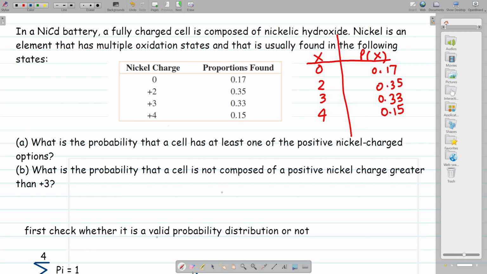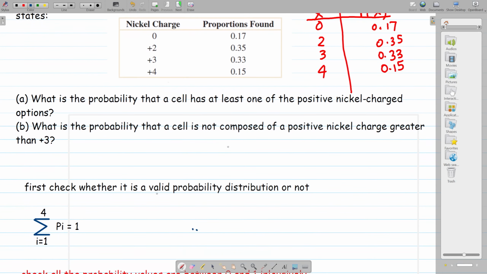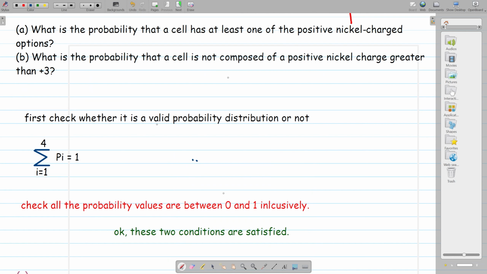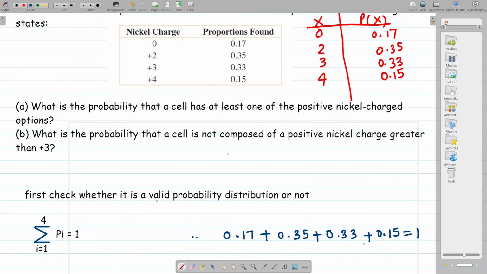Okay, next we should find out whether it is a valid probability distribution or not. We should check two things. First, the sum of all the probability values for each x value should be equal to 1. So 0.17 plus 0.35 plus 0.33 plus 0.15 should be equal to 1. Yes, that is equal to 1, right? Okay, now that condition is satisfied.